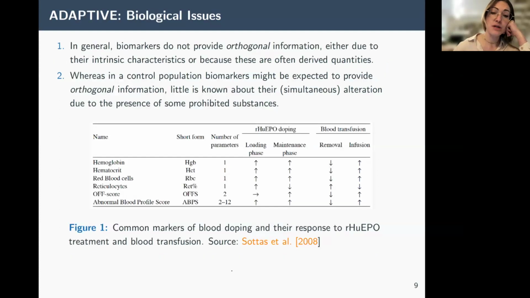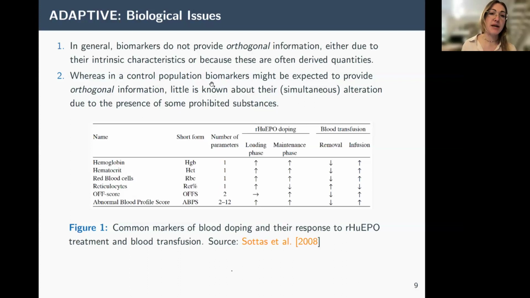And there may also be some biological issues. For example, when you model biomarker variables independently, you actually assume that they provide some orthogonal information. But this may not be true, either because they are derived quantities. For example, the off score is a derived quantity of the first two biomarkers here, hemoglobin and hematocrit, and intrinsically it will have some relationship with the two.